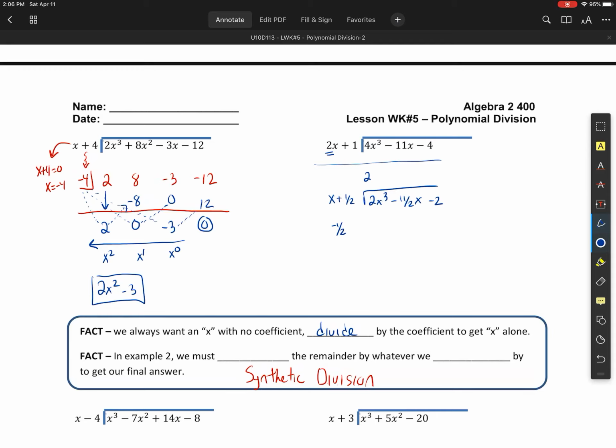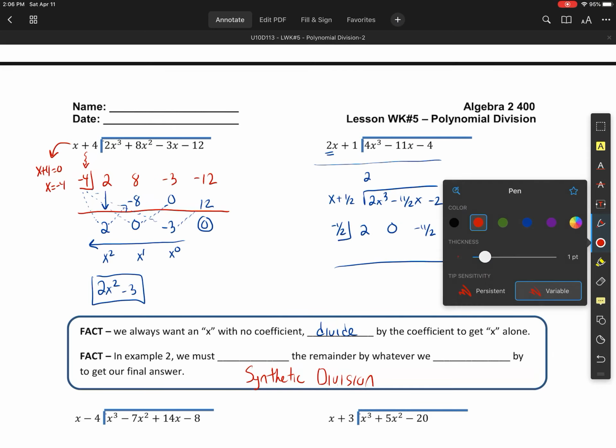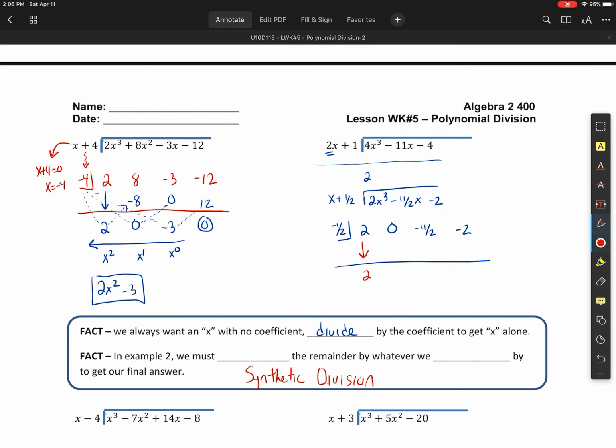So what number is going in the box? Here, we're putting negative a half. I have 2. I have a placeholder for x squared. I have negative 11 over 2, and I have negative 2. Same process as before. Bring down the first number. 2 times negative a half is negative 1, add straight down. Negative a half times negative 1 is positive 1 half. We add straight down, we get negative 10 over 2, which is negative 5.